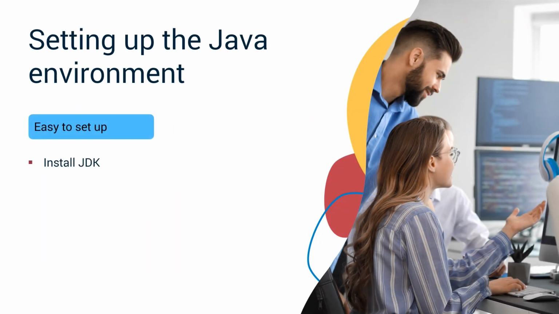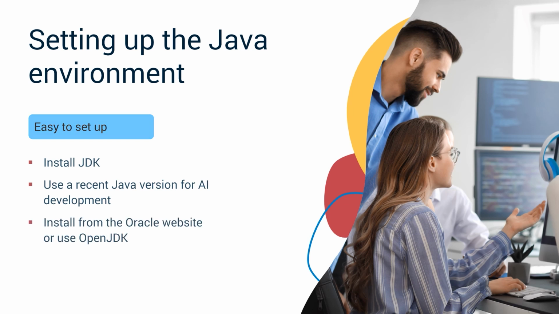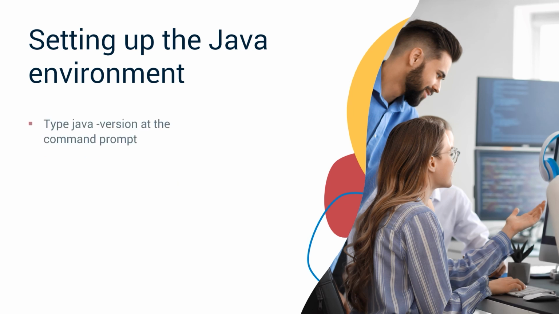Begin by installing the Java Development Kit, or JDK. JDK is the foundation of the Java development environment. You must use Java 11 or a more recent version for AI development. For this, visit the Oracle website or use OpenJDK to download and install the latest version. After the installation, verify if it's working by opening the terminal or command prompt and typing java -version. The output will display the installed Java version.